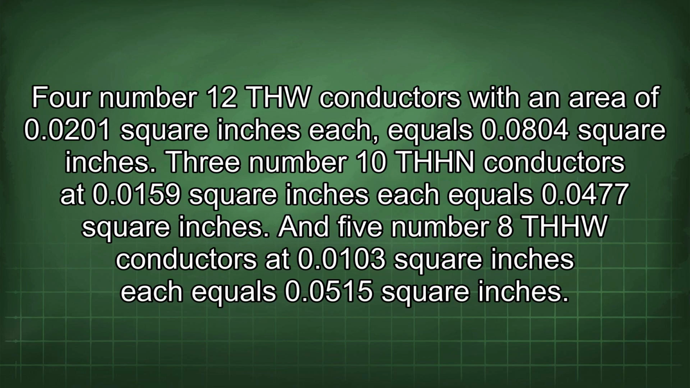4 number 12 THW conductors with an area of 0.201 square inches each equals 0.804 square inches. 3 number 10 THHN conductors at 0.159 square inches each equals 0.477 square inches. And 5 number 8 THHW conductors at 0.103 square inches each equals 0.515 square inches.